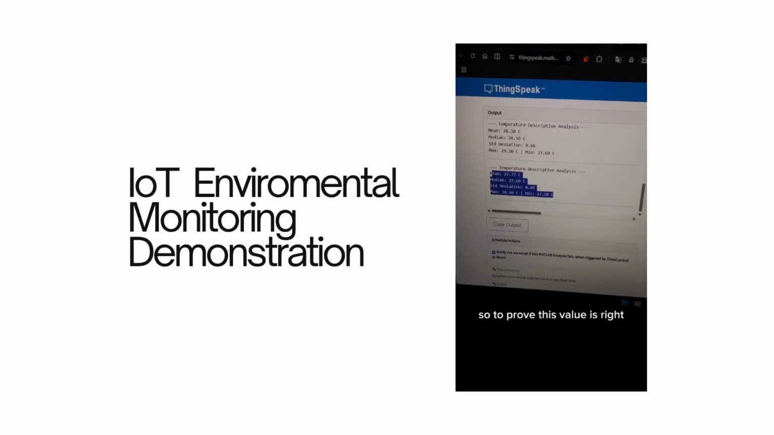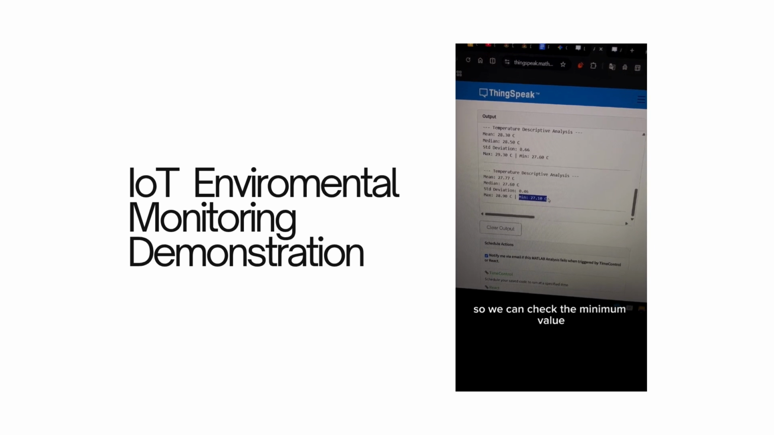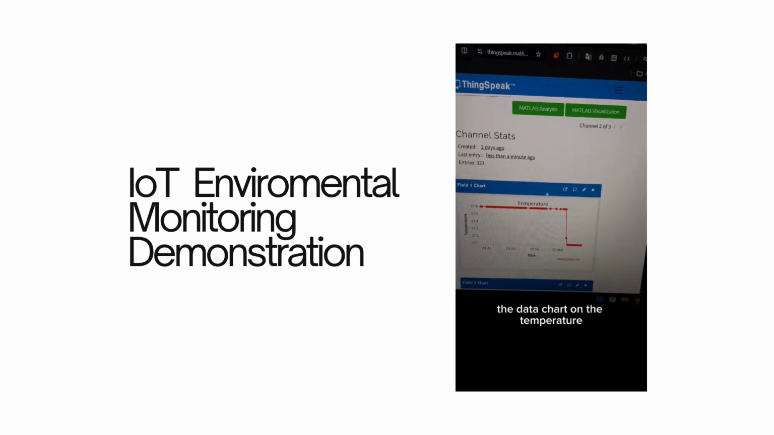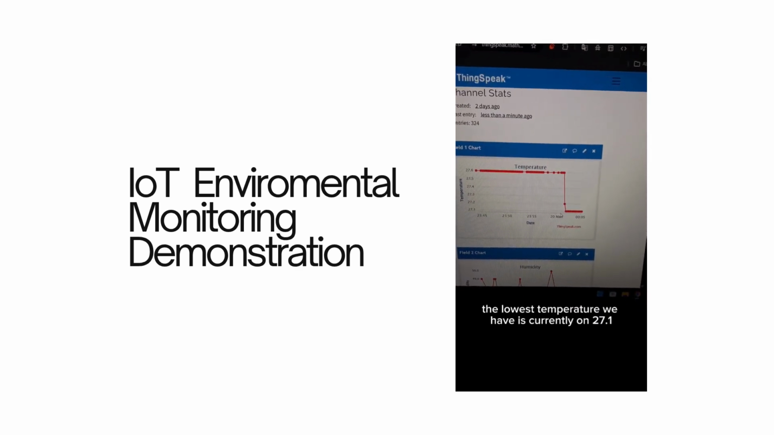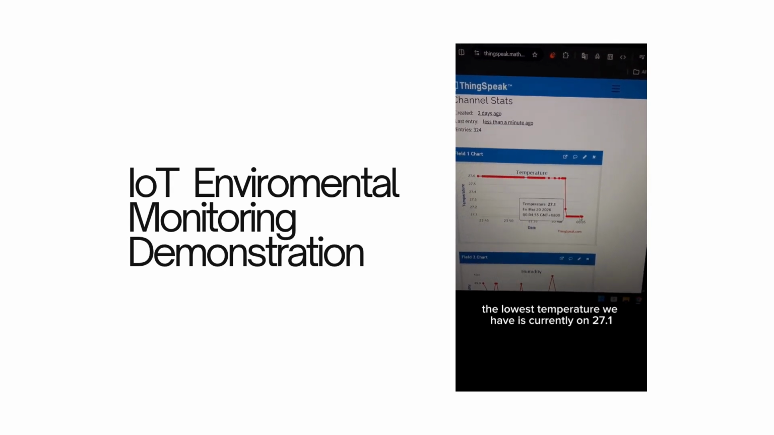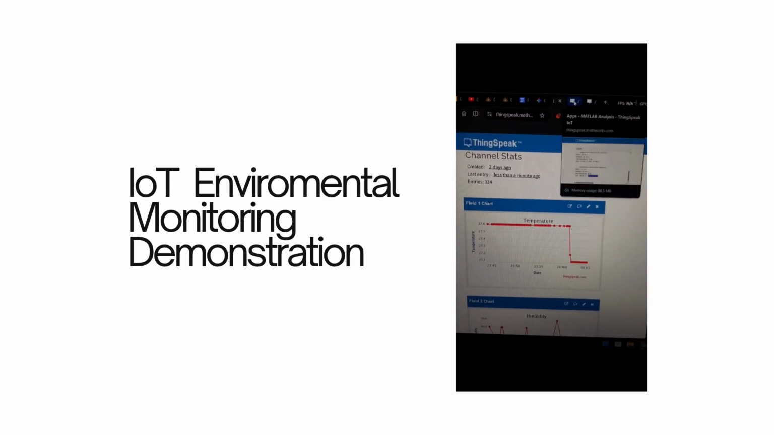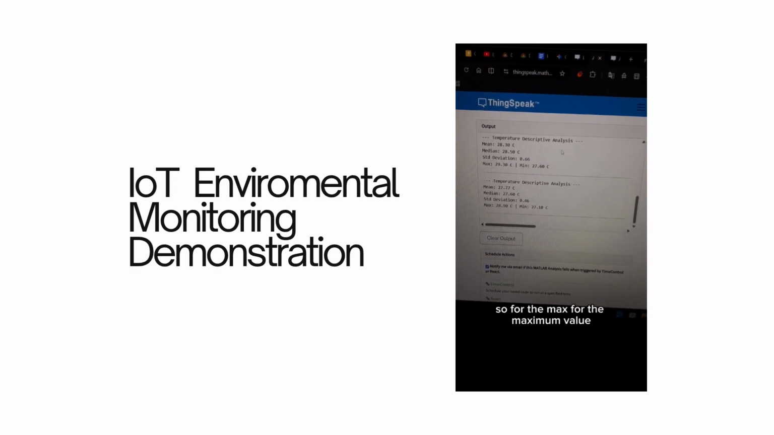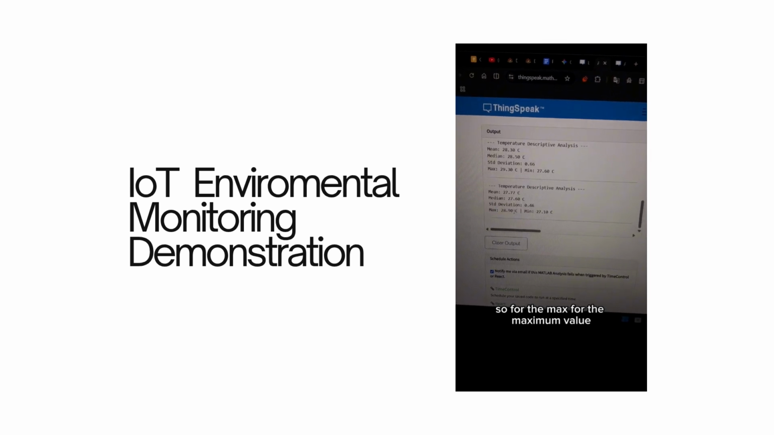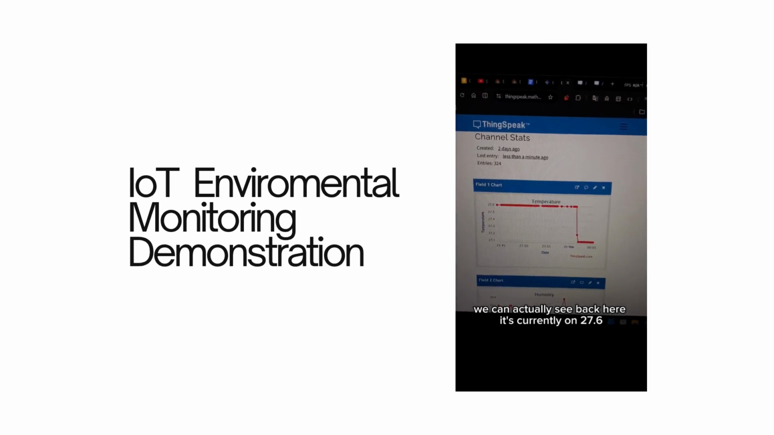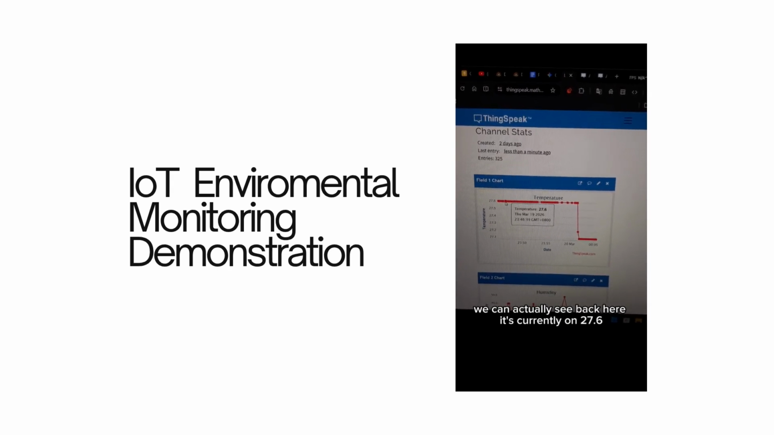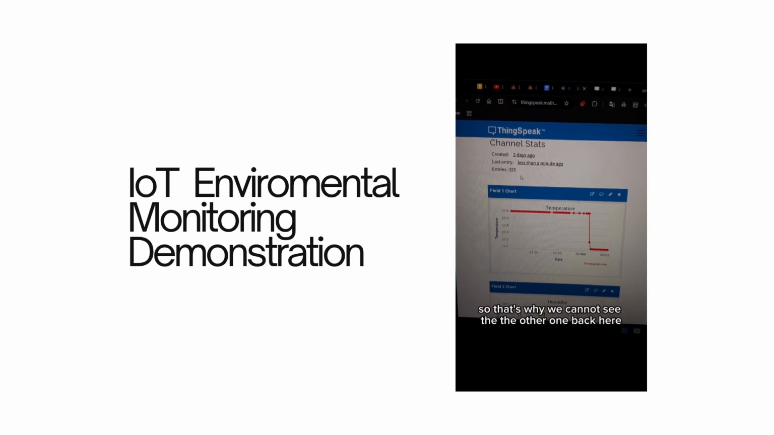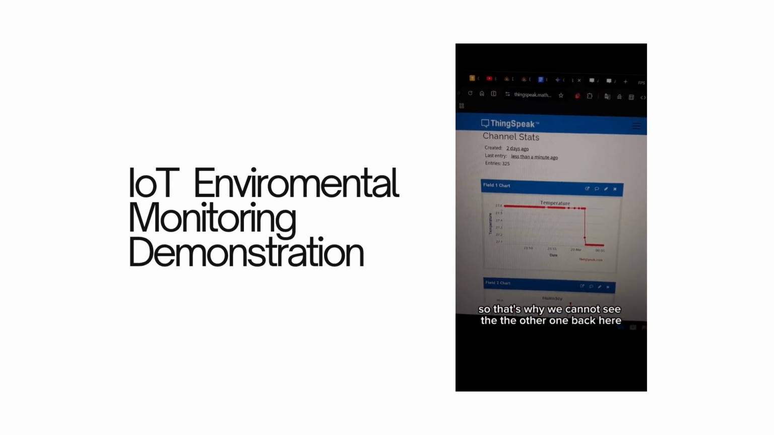To prove these values are right, we can check the minimum value. If you go back to the data chart on the temperature, we can see the lowest temperature we have is 27.1. So the minimum value is actually right, 27.10. For the maximum value, we can see back here it's currently at 27.6. This is due to too many entries. We have more than 100, so that's why we cannot see the other values back here.